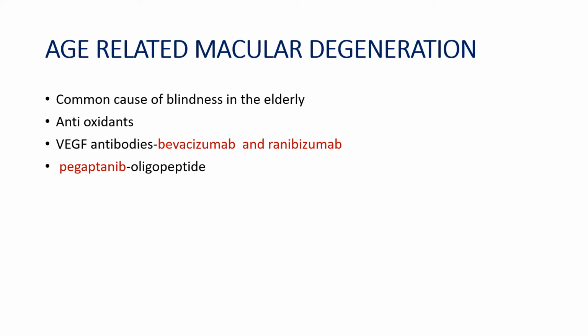Another disease which commonly affects elderly patients is age-related macular degeneration. It is a common cause of blindness in developed countries. You also have cataract and glaucoma as common causes of blindness, and apart from that, macular degeneration. There is a theory that macular degeneration is due to oxidative stress, so antioxidants can be tried. Similarly, monoclonal antibodies against vascular endothelial growth factor, like bevacizumab and ranibizumab, are used, and the oligopeptide pegaptanib is also used for age-related macular degeneration.